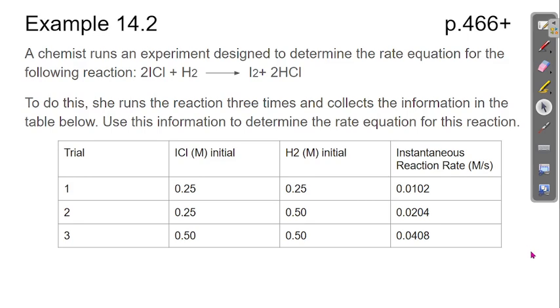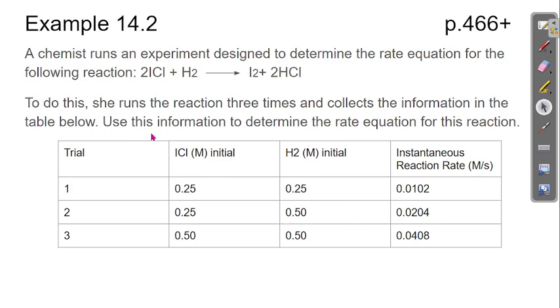Page 466, example 14.2. A chemist runs an experiment designed to determine the rate equation for the following reaction. They give it to you. To do this, she runs the reaction 3 times and collects the information in the table below. Use this information to determine the rate equation for this reaction.